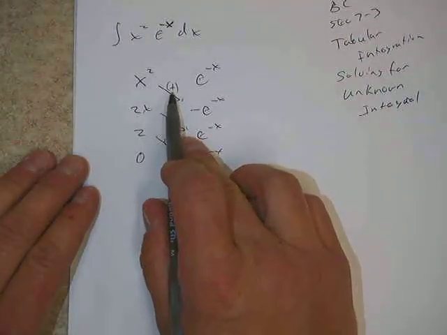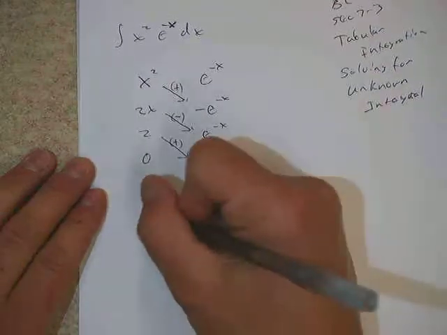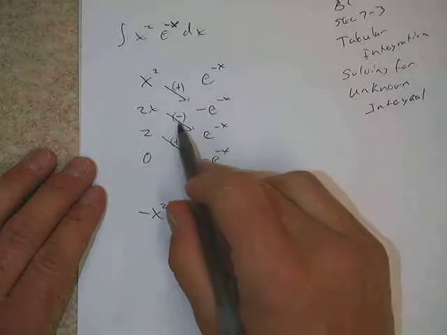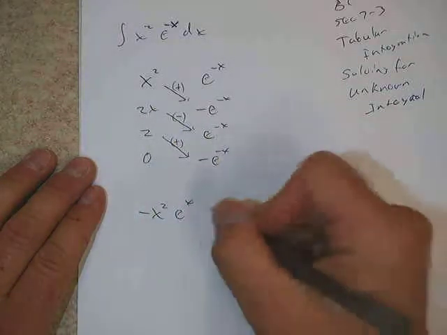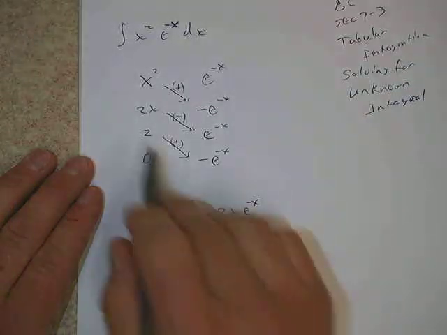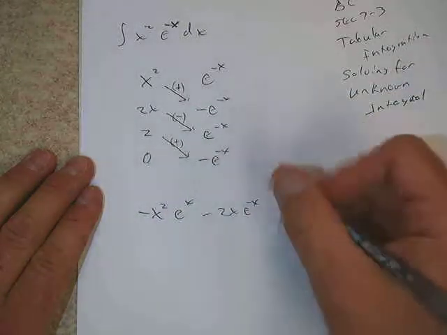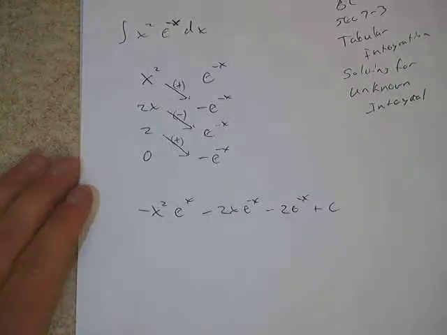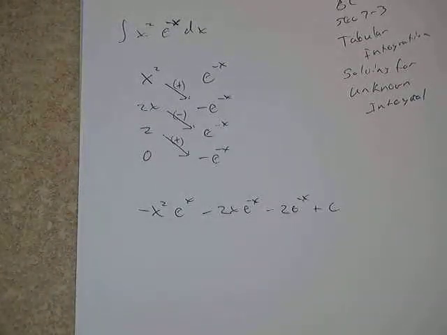And then we're going to match up these terms. So we're going to have plus as our first term, this times this. So we're going to have negative x squared e to the negative x. That's our first term. In this one, we're going to have minus, and the multiplication of these two would be minus 2x e to the negative x. Okay. And then finally, these two, we'd have plus, and then it's going to be negative 2 e to the negative x, and of course we wind that up with saying plus c.